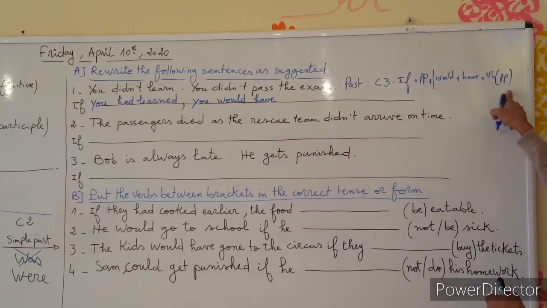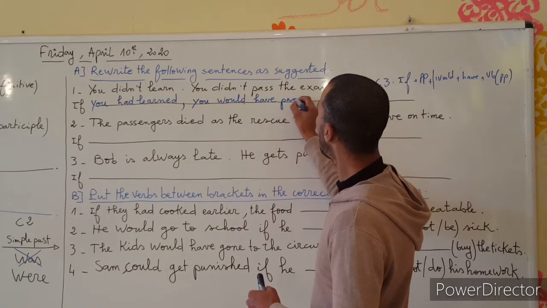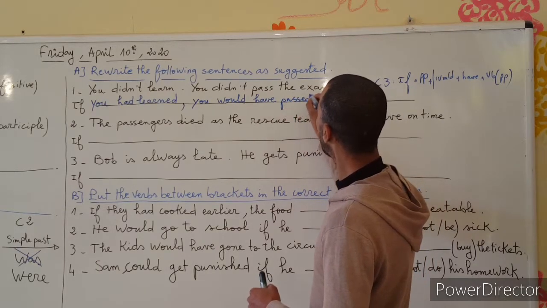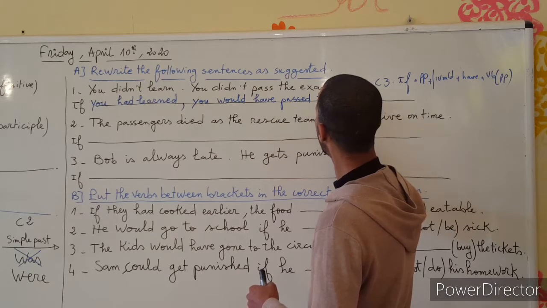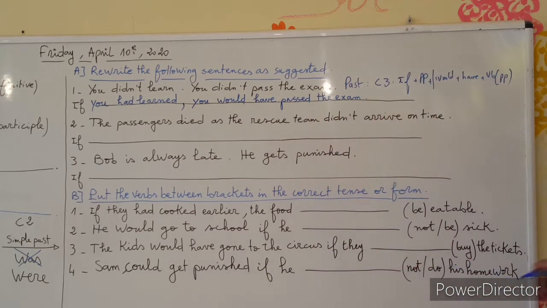Then plus verb in past participle. The verb here is pass, so the past participle is passed. Passed the exam. Here we are done with number one. We move to number two.